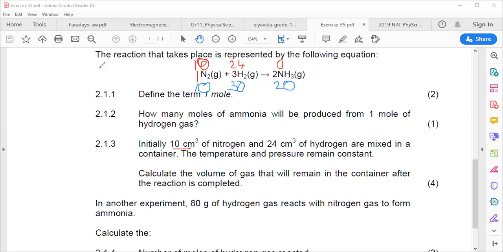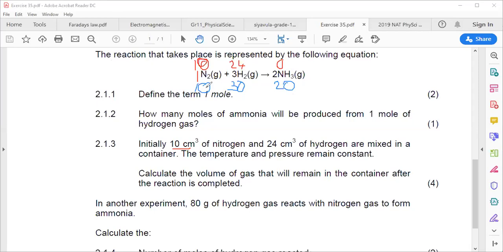Now, let's check this. For me to use 10 here, which is what I have here, I need 30 here. Do I have 30? No. How much do I have? 24. So it means this is not going to be possible because the 10 needs 30. But here I've got how much? 24. So I cannot use the 10. The number must be less than 10.